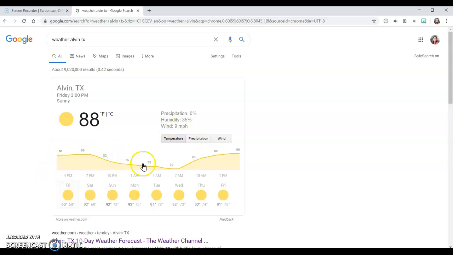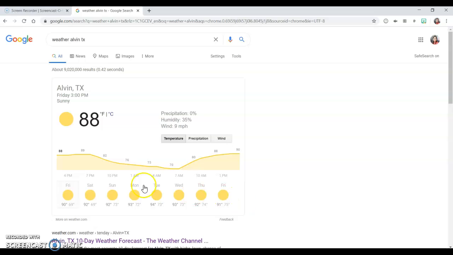This graph tells you about the temperature trend at different times right here. So at about 4 p.m., the temperature is between 88 and 89 degrees. When it's 7 a.m. tomorrow morning, it is about 70 degrees Fahrenheit.